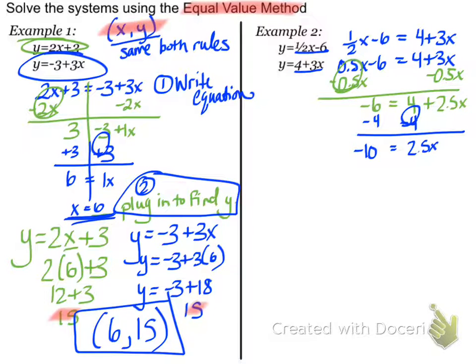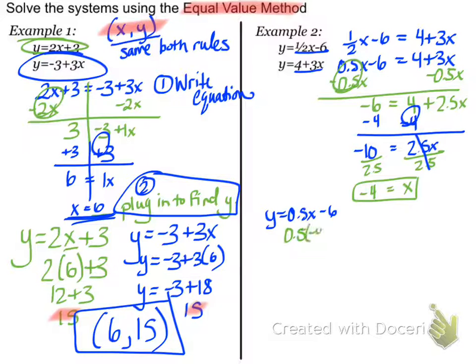Now I'm going to finish by solving for x by dividing both sides by 2.5. And I get negative 4, because negative 10 divided by 2.5 is negative 4, and on the right, the 2.5 cancel out. So this is my answer for x, but remember, we have to find y as well. So our second step is to plug in to find y. I'm putting negative 4 in for x, and I'm going to solve.